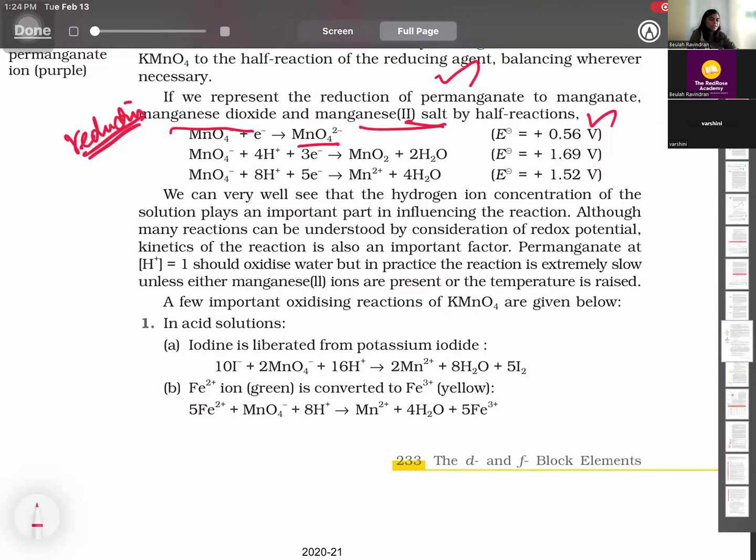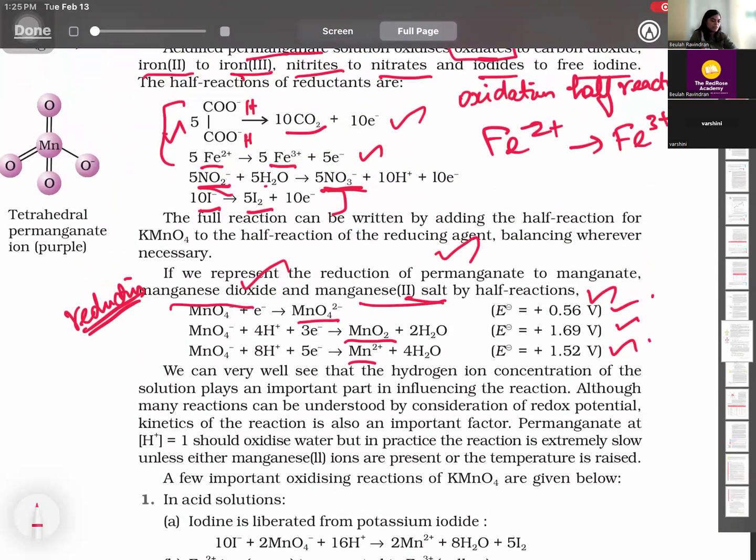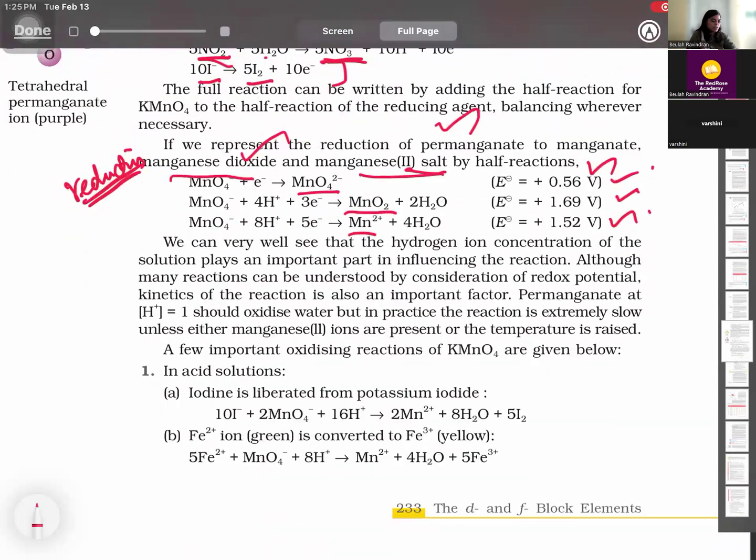So what is the electrode potential? For reduction to manganate it is 0.56 volt. When it is reduced to manganese dioxide, the standard electrode potential is 1.69 volt. When it is reduced to manganese 2 salt, which can form salts like manganese sulfate, the standard potential is 1.52 volt. Since it is a reduction process, all the electrode potentials are positive.